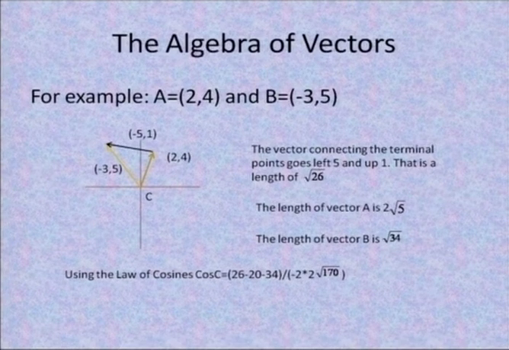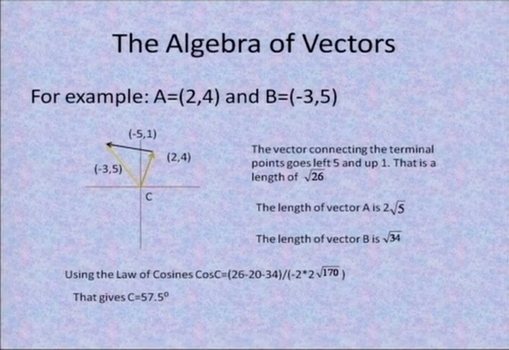Cosine C, angle C is 57.5 degrees. So there's your example. Now group 2, you would have simply found the length of those 2 vectors. You would not have needed the length of the third one. You would have needed the length of this vector and the length of this one, and the dot product of those 2 things. So you would have still needed these numbers here.